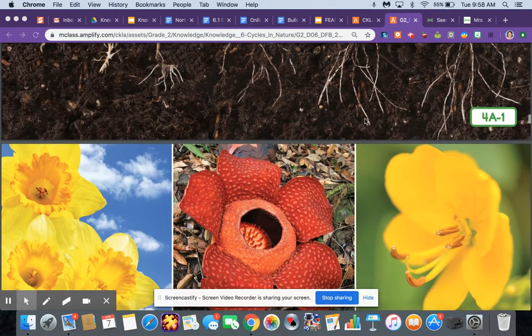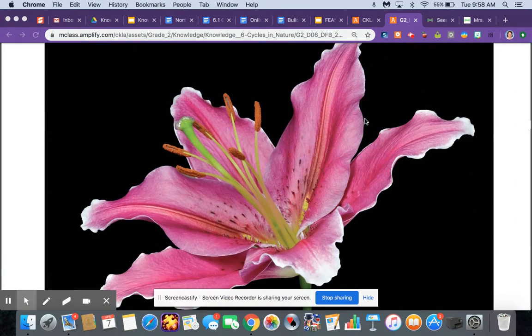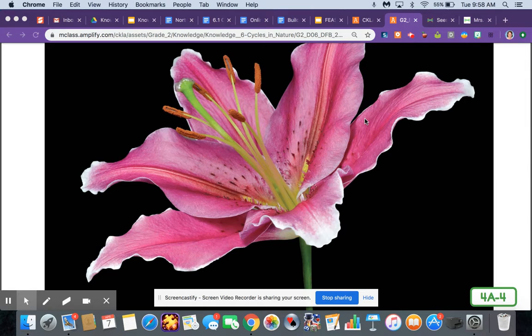Once the plant matures or becomes an adult flower, let me scroll down to this one, sorry. I didn't put them in order. As the plant becomes an adult, flowers appear. In order for a flowering plant to reproduce by making seeds that will make new flowering plants, it must be pollinated.